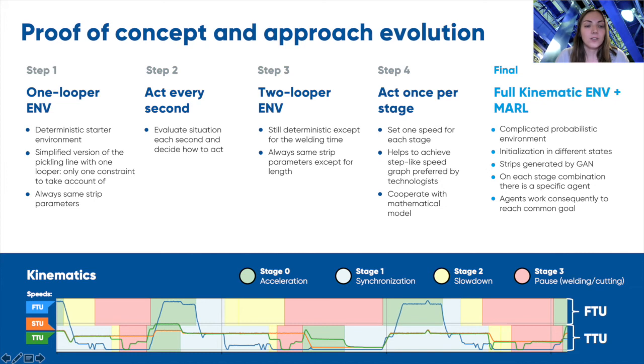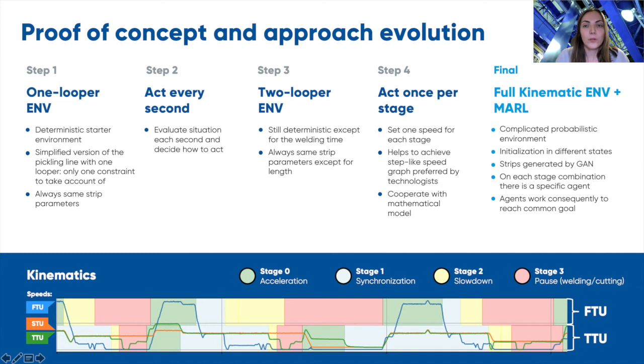The next stage, shown in yellow, is slow down, when the speed of the first transport unit decreases. This indicates the end of the steel strip. The last stage is pause, when the strip inside the unit almost doesn't move and the speed equals 0. This stage is needed to weld or cut consequent strips. As these stages follow one another in the same order, one can break down the pickling line state into 16 unique combinations of first and third transport unit stages.